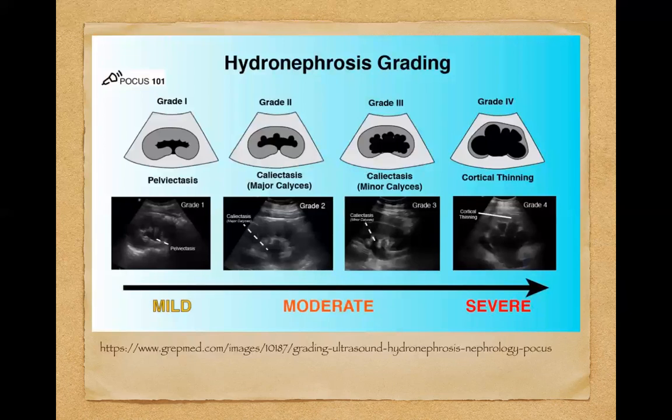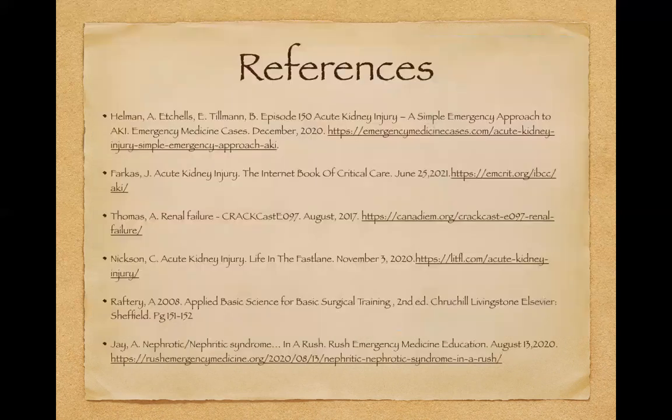Then I found this nice grading system for your hydronephrosis when you look at it on point of care ultrasound. So grade 1 to grade 4. Grade 1, initially there's a dilation of your renal pelvis. Grade 2 is where your major calyces are dilated. Grade 3 is where also your minor calyces are dilated. And grade 4 is where everything is just super dilated with some cortical thinning as well. So that's severe hydronephrosis. Yeah, and that's it, my talk on AKI.